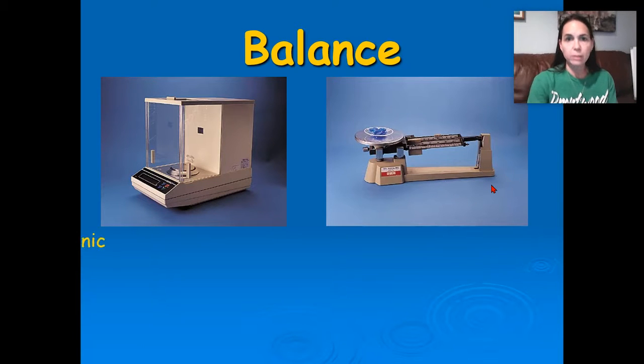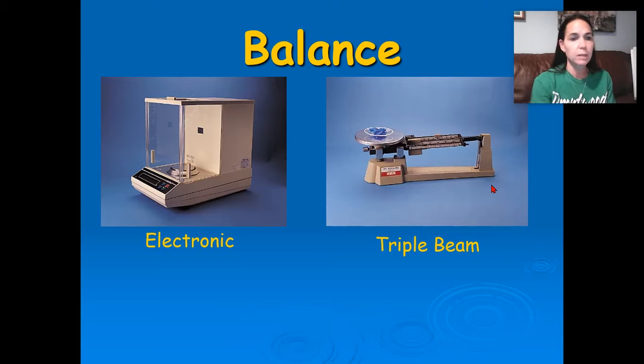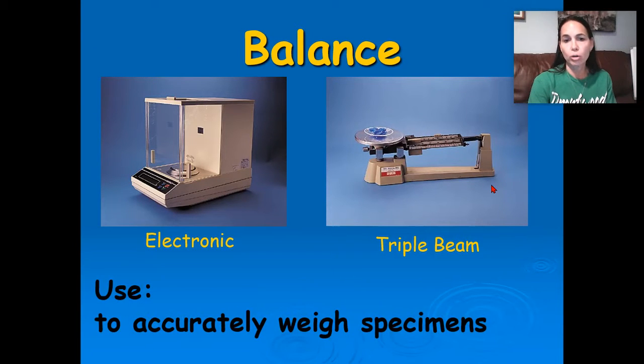The next tool is a balance. There's 2 types of balances, an electronic or a triple beam balance, but either way, it's used to measure the weight of something. So it accurately measures the weight of a specimen.